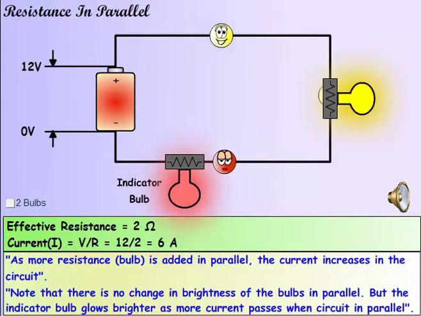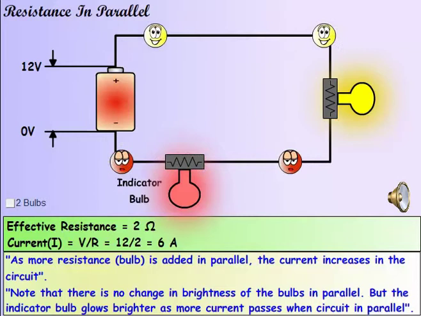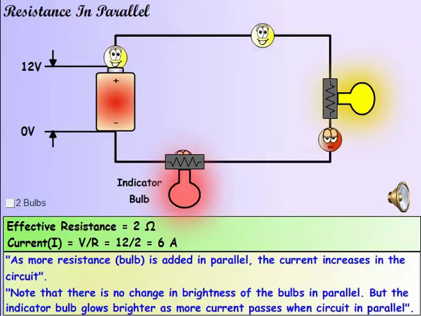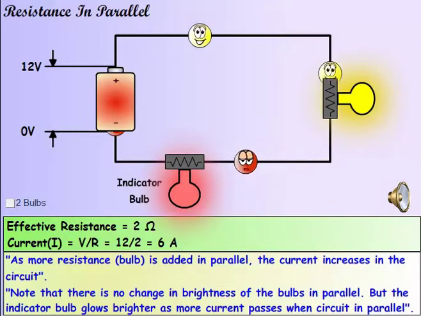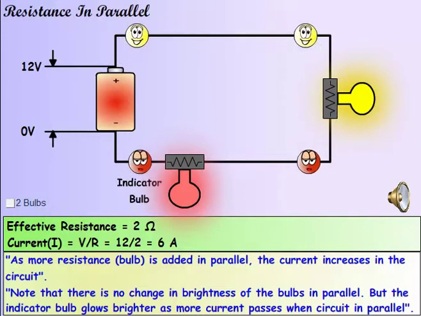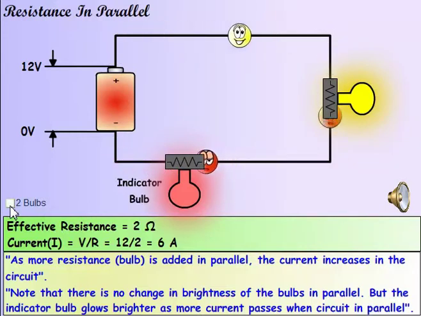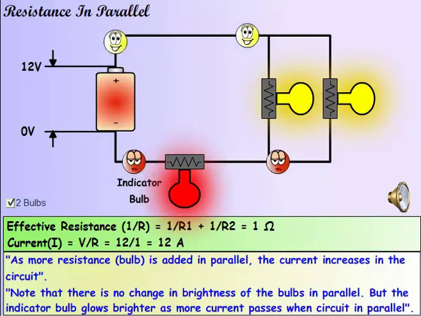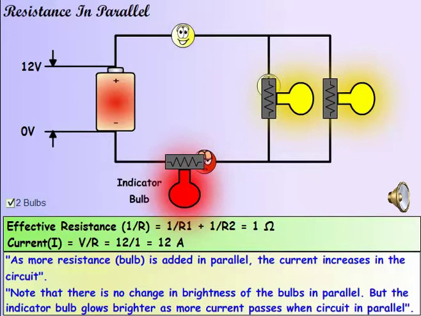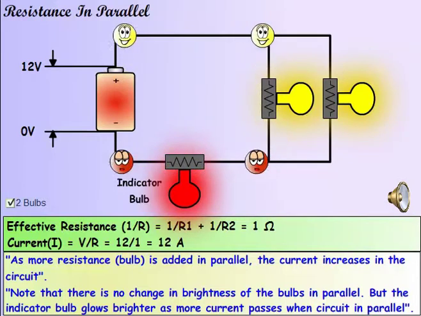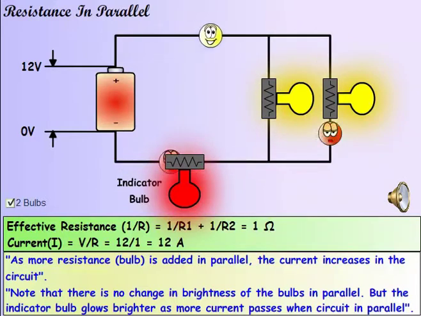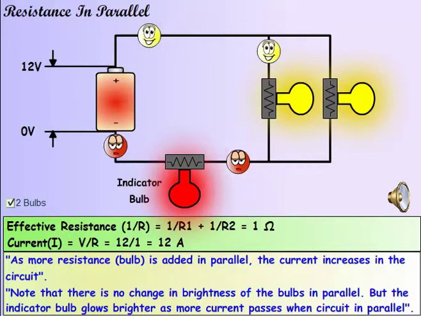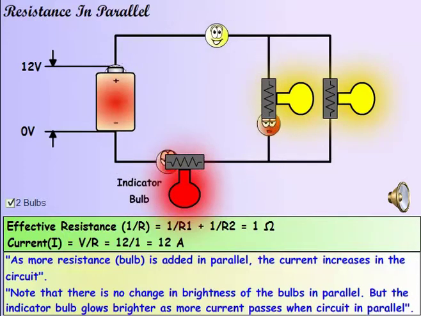When a bulb is added in parallel, the first bulb glows with the same brightness. This is because it has the same voltage difference as the battery, so the current in the branch is also the same. However, the effective resistance decreases as you add a bulb in parallel. So the total current in the circuit increases as shown by the indicator bulb. The additional current now flows through the second branch of the parallel bulb.